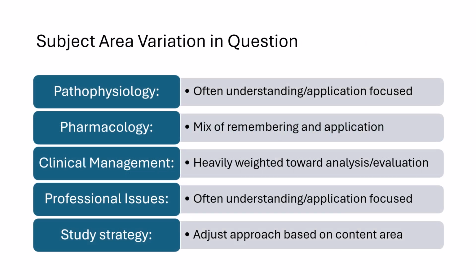Different content areas tend to favor different question types. Pathophysiology questions often focus on understanding and application. They want to know if you grasp disease processes. Pharmacology mixes straight recall with application scenarios. Clinical management heavily emphasizes analysis and evaluation. These are your complex decision-making questions. Professional issues tend toward understanding and application. Adjust your study approach based on the content area you're reviewing.